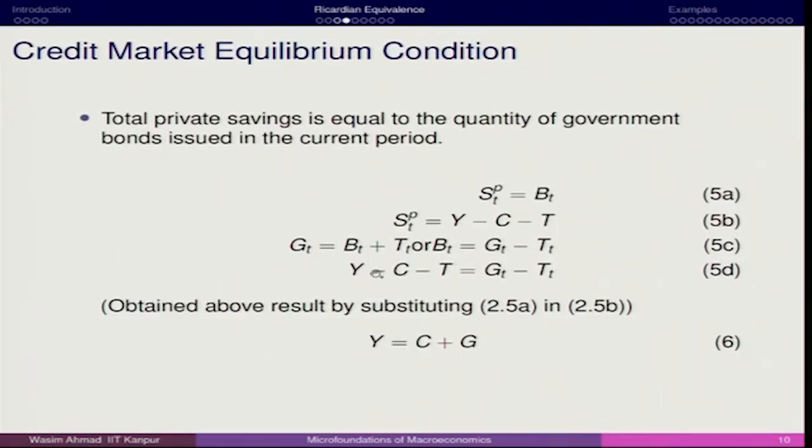So, here we have Y minus C minus T is equal to GT minus TT. So, we obtain our result. Here we have Y is equal to C plus G. So, this is what we try to get here.